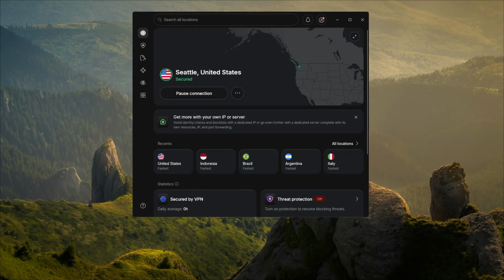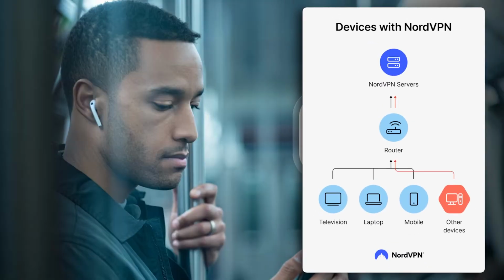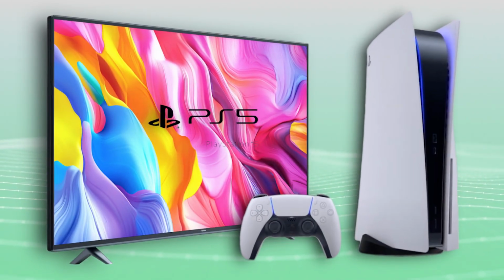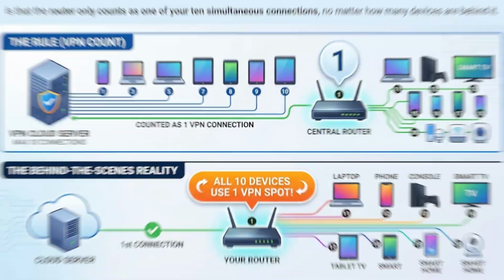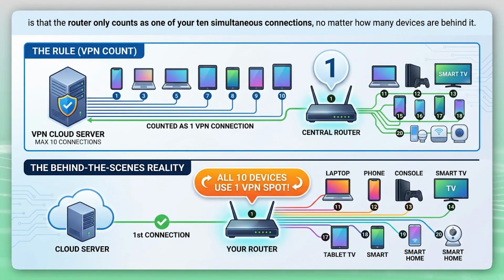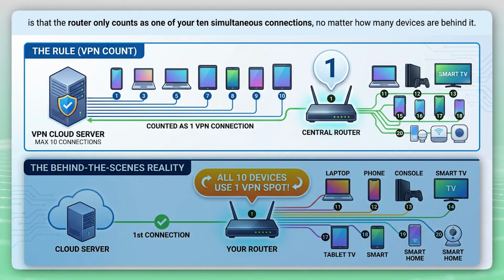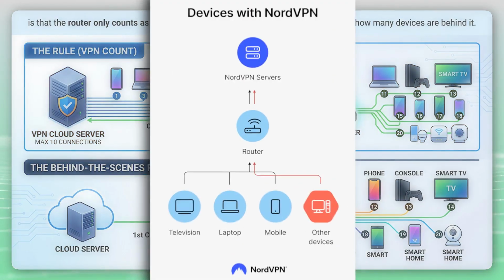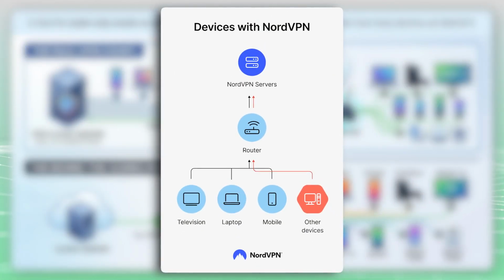Now, the reason a router setup is worth doing is that it protects every device on your home network at once. So things like smart TVs and game consoles that can't run the NordVPN app on their own still get covered. And the nice part is that the router only counts as one of your 10 simultaneous connections, no matter how many devices are behind it. Basically, instead of each device making its own encrypted connection, the router itself connects to the NordVPN server. Then everything that goes through the router automatically travels through that tunnel.